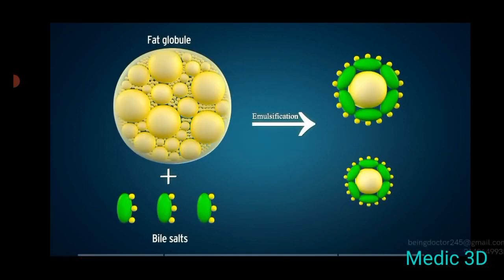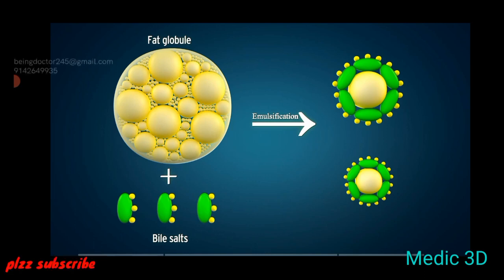Emulsification of fat. Bile salts are surface tension reducing agents. Along with phospholipids and monoglycerides, they cause emulsification of fat, which is essential for digestion and absorption of fat.